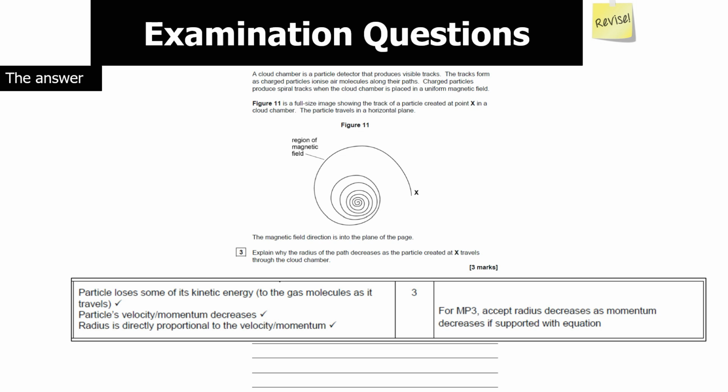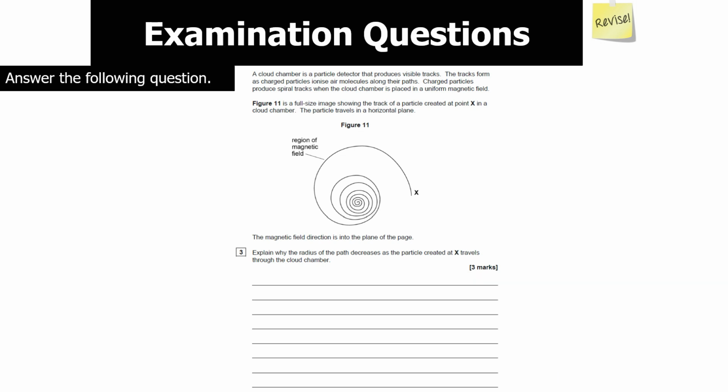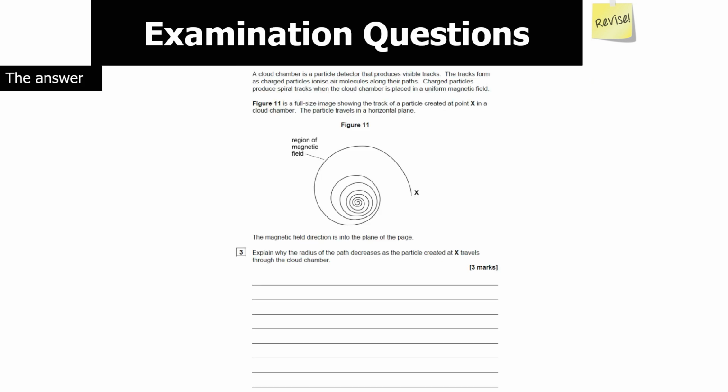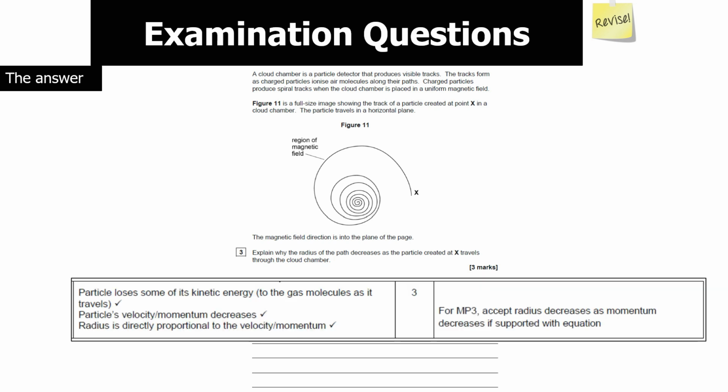That tells us, when you work it through, not R equals P over mv, but if you look at the previous question, R equals mv over bq. So R equals P over bq. What that indicates to us is that the radius of the orbit is directly proportional to the velocity and the momentum. So if the momentum decreases and the velocity decreases, the radius will decrease as well, showing the path in the figure.